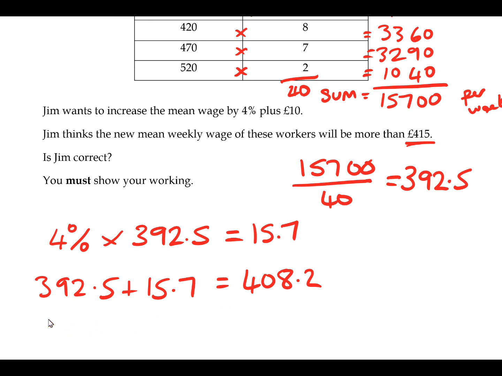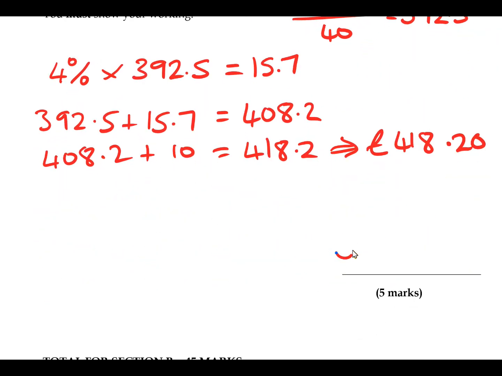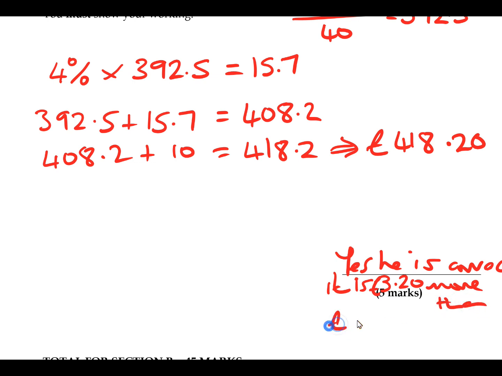We need to add another £10. And by the time we've finished that, our calculation in money gives us £418 and 20 pence, which we need to compare to the 415. So, is Jim correct? Yes, he is correct. And you could say, if you wanted to, it is £3 and 20 pence more than the £415.